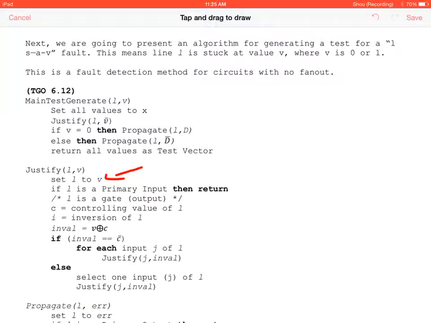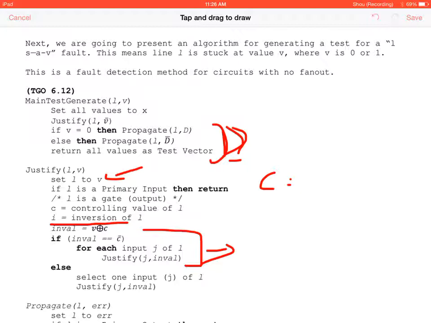the node L to value V. Since it's not an input, we just do C as the controlling value of L. So that would be some previous gate. If it was an AND gate, we'd set it to 0. And if it was an OR gate, we set it to 1. If it's a NAND gate, we set it to 0. We invert.